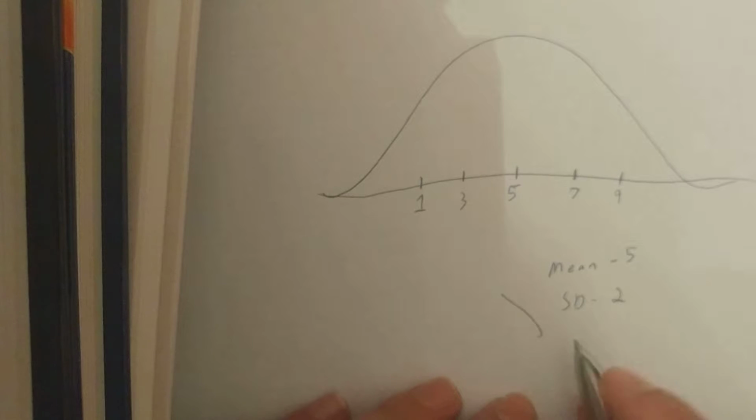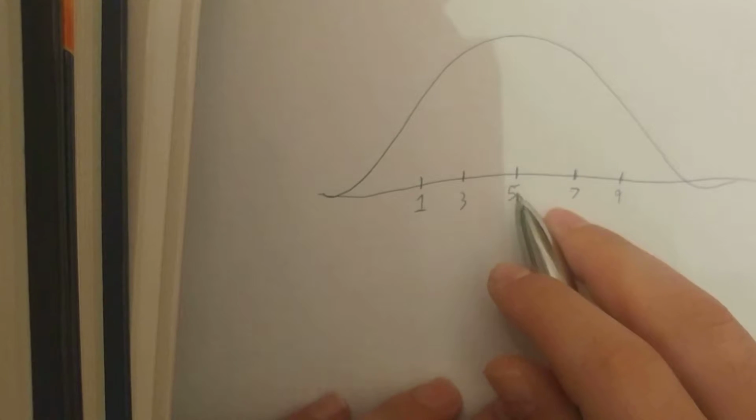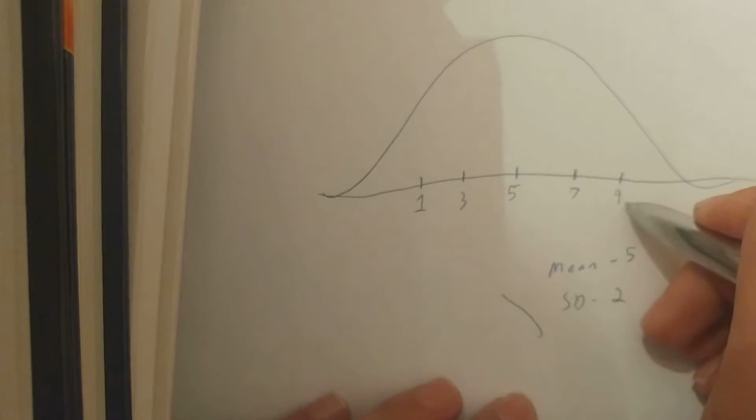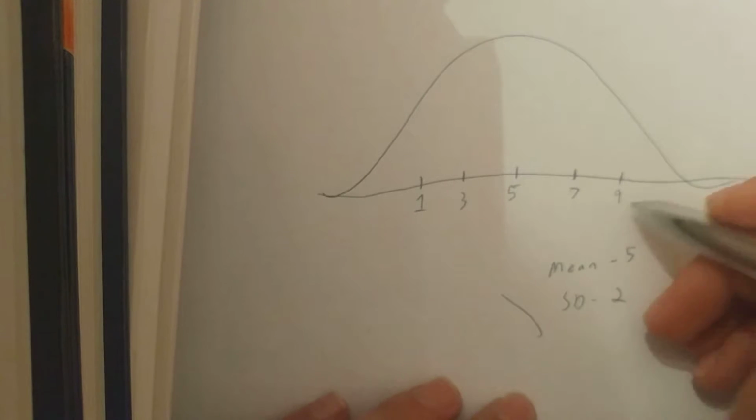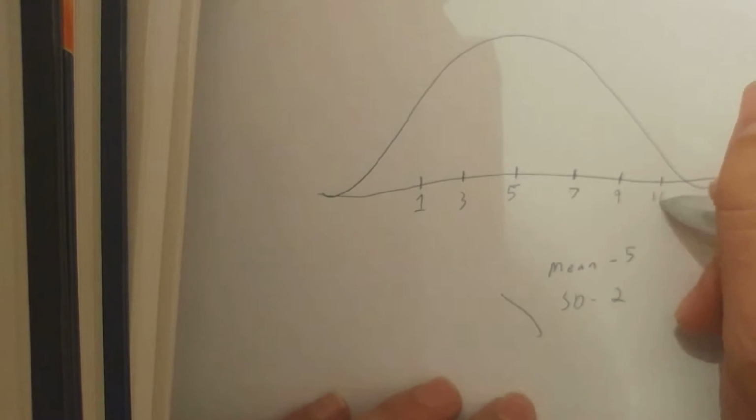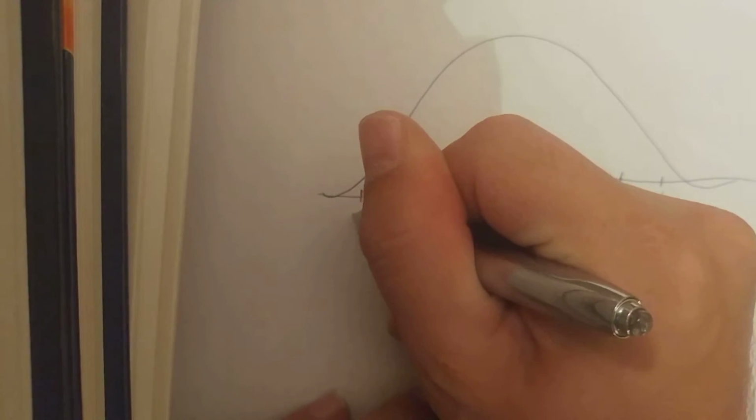Lastly, third standard deviation, same concept, 2 times 3. You could do it from there, or you could just do it from this number. So 3 standard deviations would be 11 and negative 1.